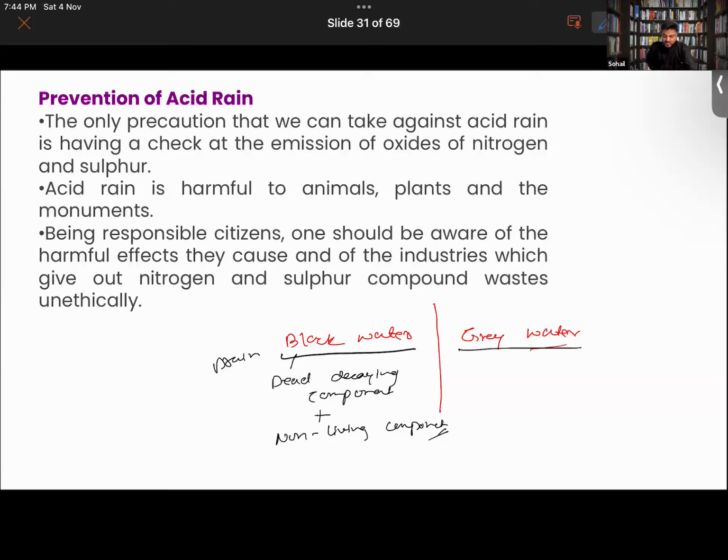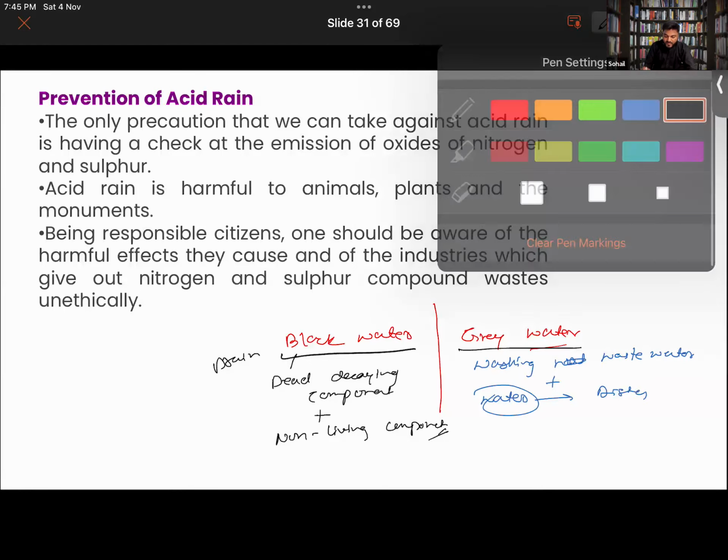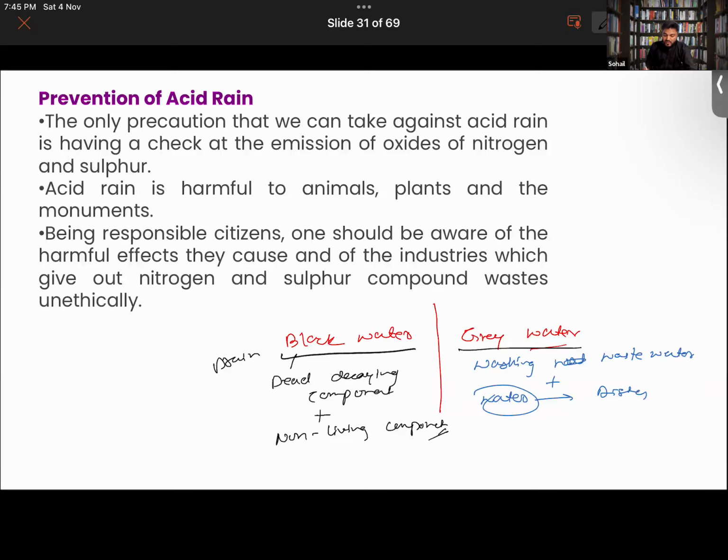Washing wastewater, plus the water that comes off after you wash the dishes, right? Those are gray water, and they do not consist of any dead decaying components. No dead matter is present in such water, which is the wastewater from washing of the clothes and the dishes.